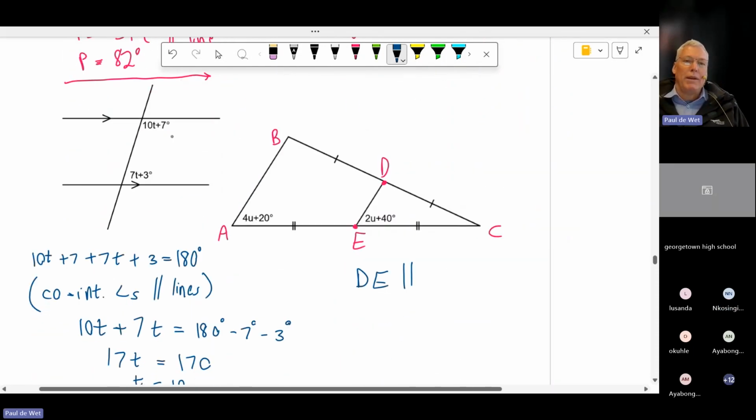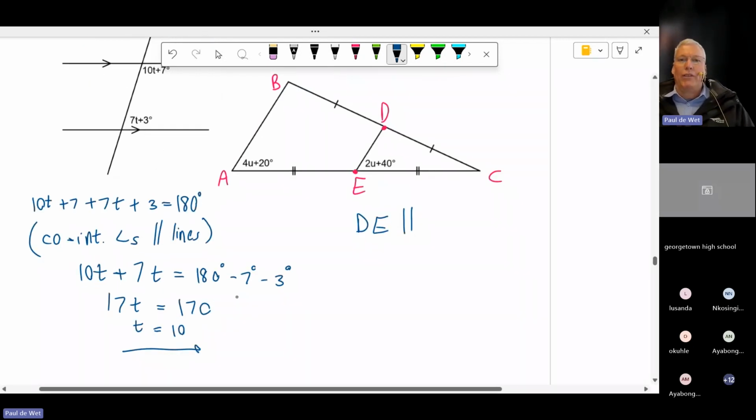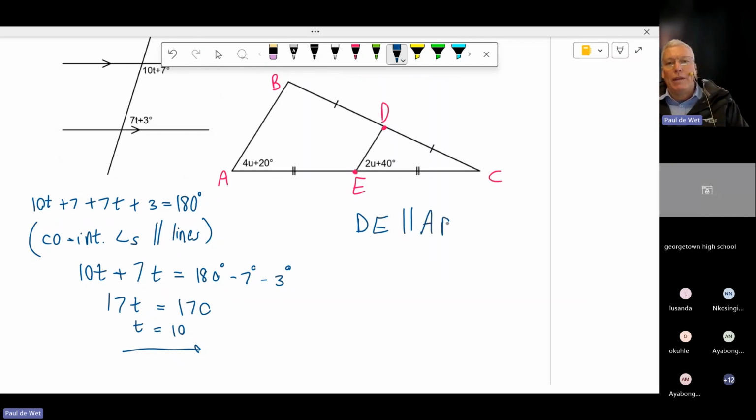So this one, the one that we did most recently, was these two angles. Because the lines are parallel, these two angles must add up to 180 degrees because they are co-interior angles, and then we solved that equation. This one, DE, must be parallel to AB, okay? And the reason it must be parallel is this is the converse of the midpoint theorem.